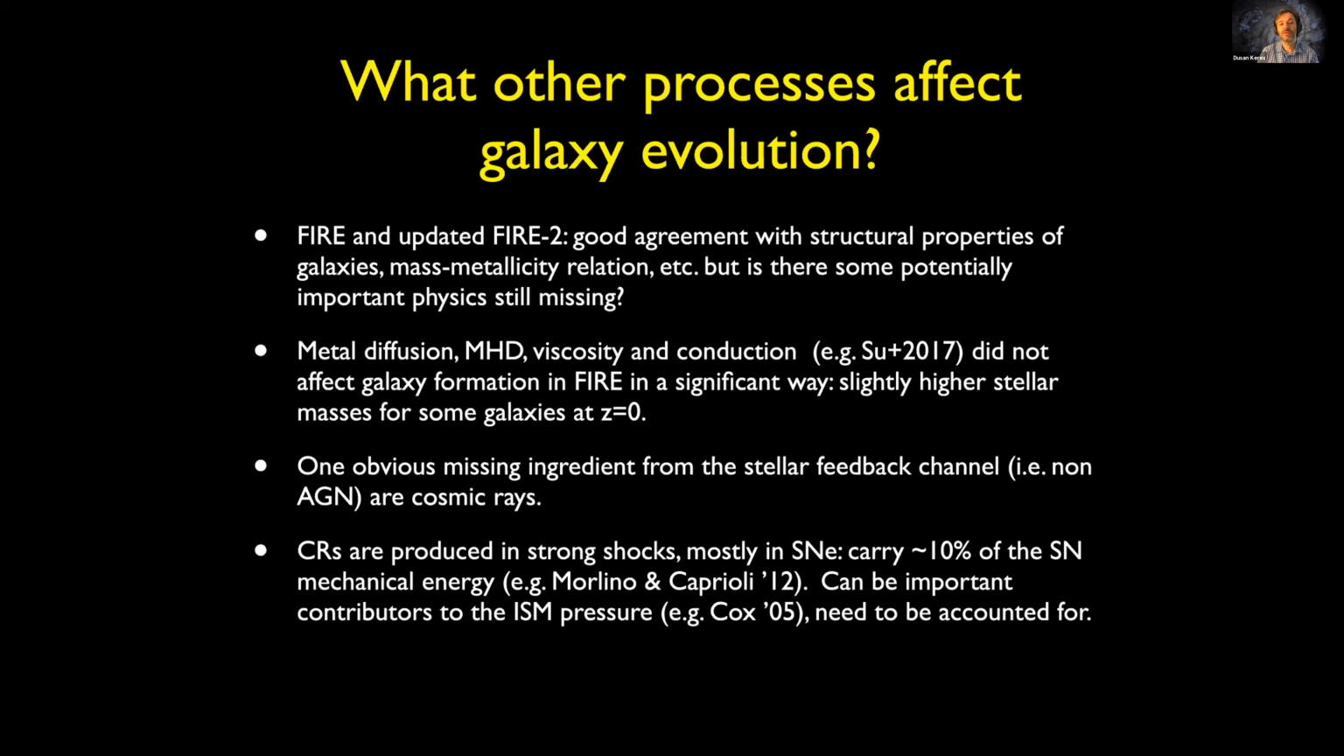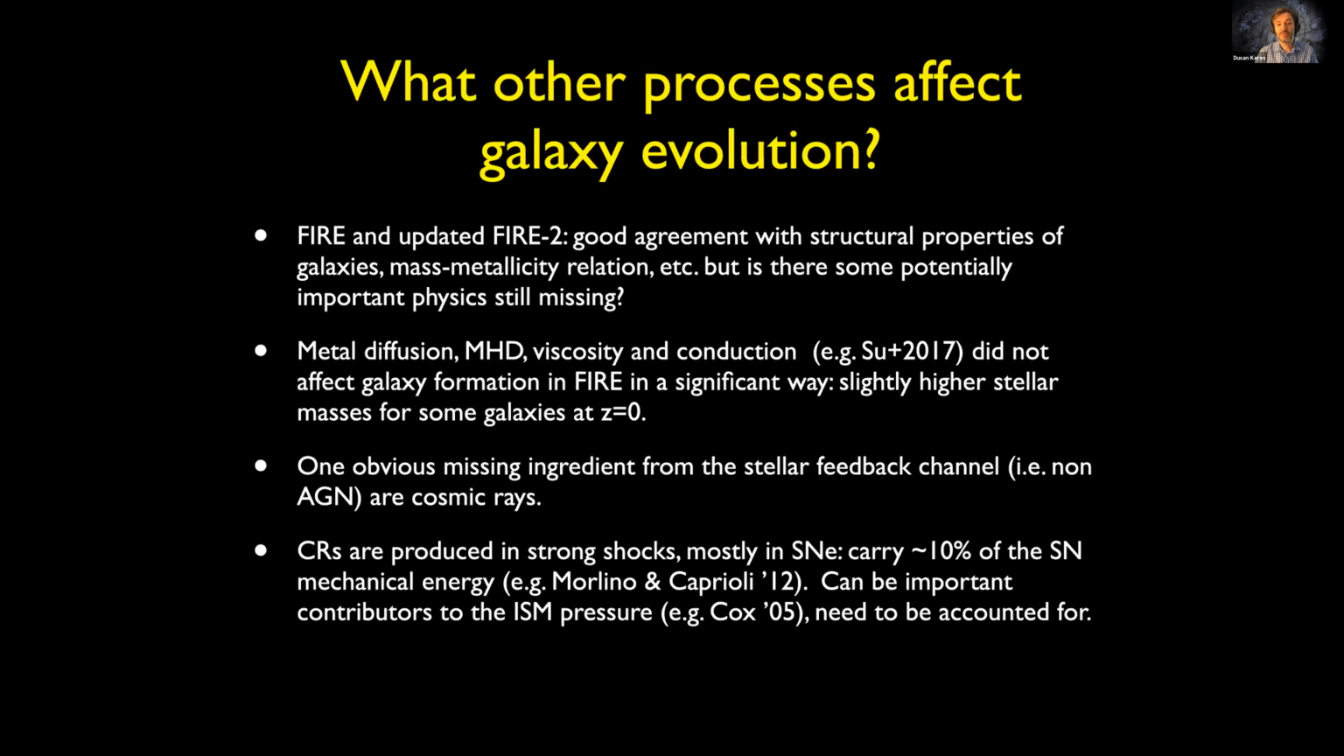So we added metal diffusion in these simulations. We added magnetohydrodynamics, viscosity, and conduction. And these did not really affect galaxy formation in a significant way. The movie that I showed you would basically look the same. The difference is that a little bit more gas managed to cool onto the galaxies, and the stellar mass-halo mass relation became a little bit higher than observation at redshift 0.